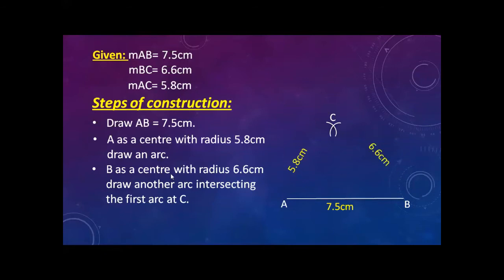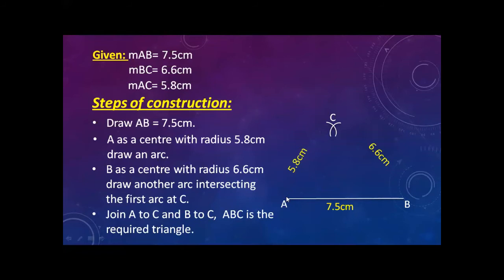We have done 3 steps. Number 1, draw a baseline of 7.5 centimeter. Then put your compass on point A and make an arc of 5.8 centimeter. Again put your compass on point B, then make an arc of 6.6 centimeter. Now the last step is joining the line from A to C and B to C. Join A to C and B to C, then our required triangle will be constructed.